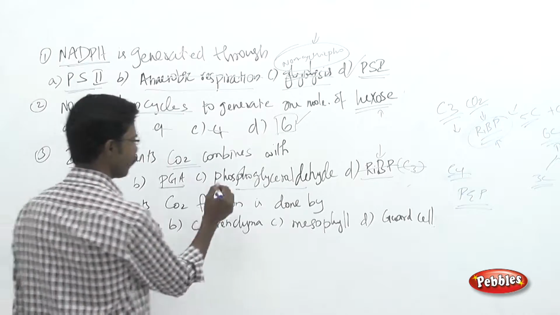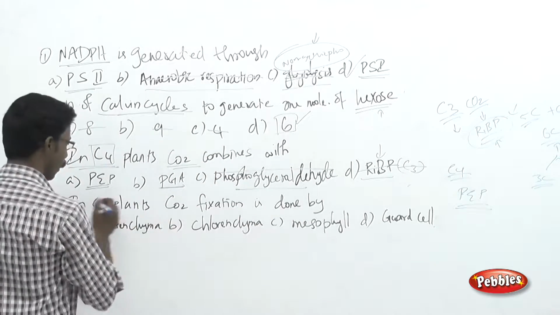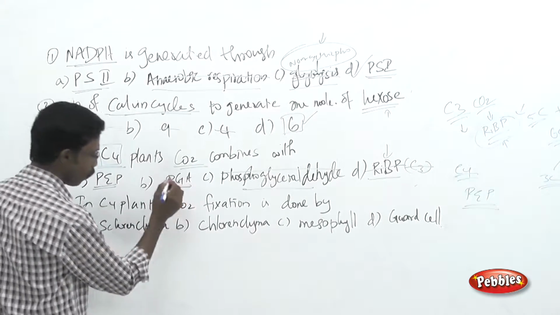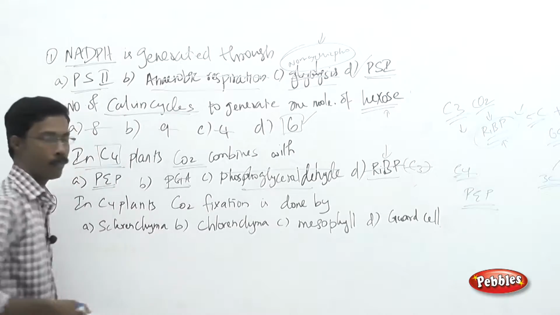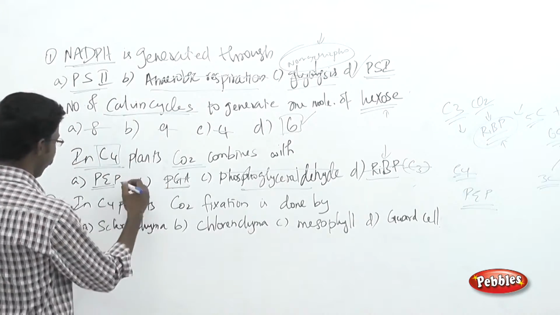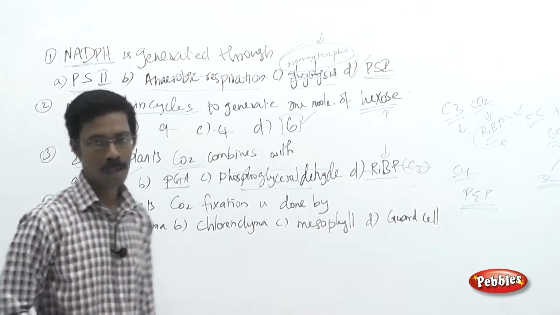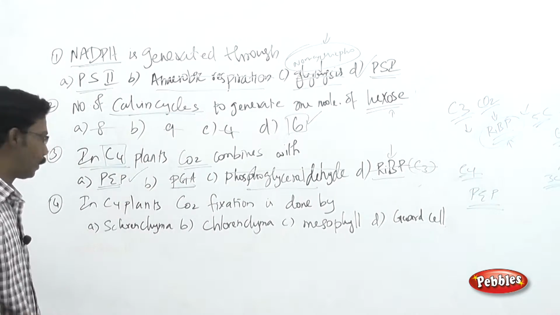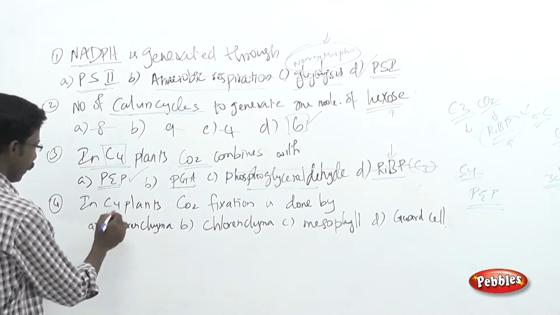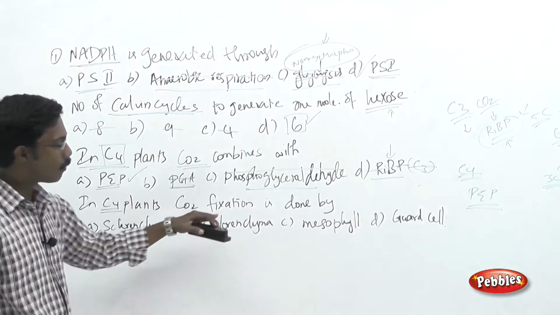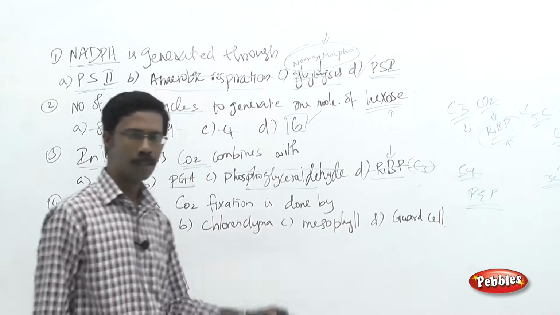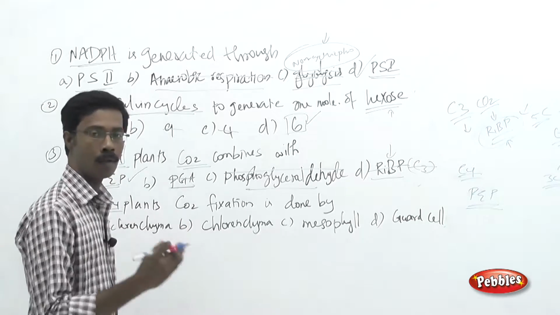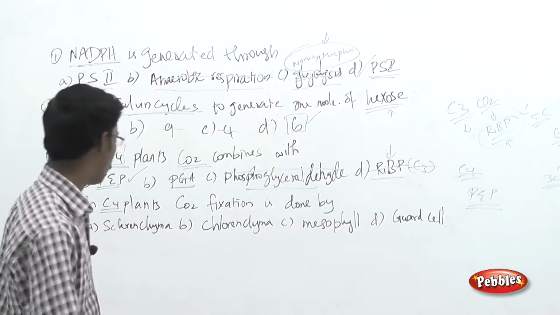And phosphoglyceraldehyde is not a correct answer. You must choose between phosphoenol pyruvate and phosphoglyceric acid. As I told you, phosphoglyceric acid is a product formed from the C3 cycle, and the answer here is phosphoenol pyruvate. Okay, this is how you have to choose the answer for this kind of question. And see the next question. In C4 plants, carbon dioxide fixation is done by. Okay, this is also related to the previous question. This question is talking about the location at which the carbon dioxide fixation is going to happen.